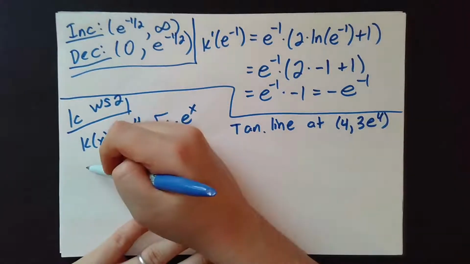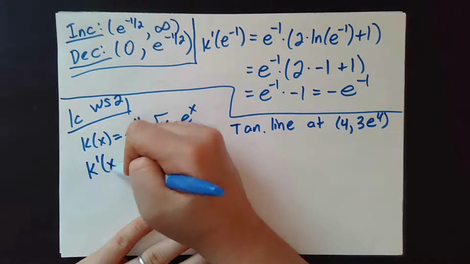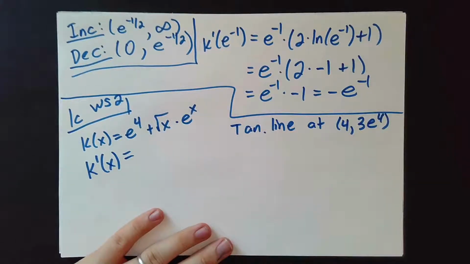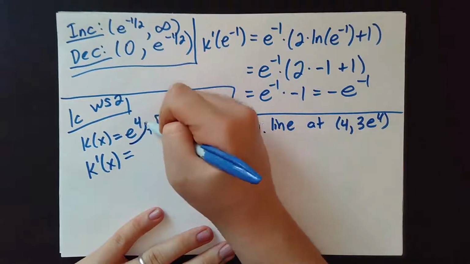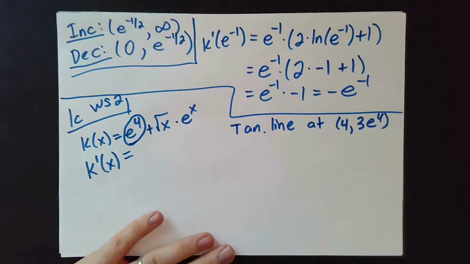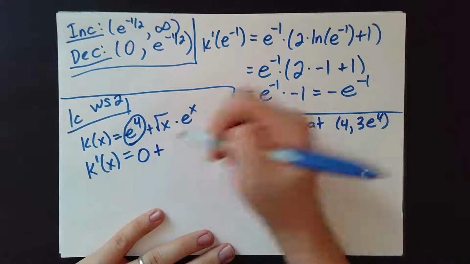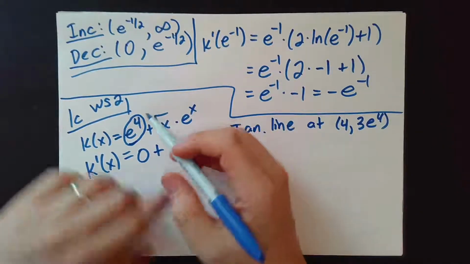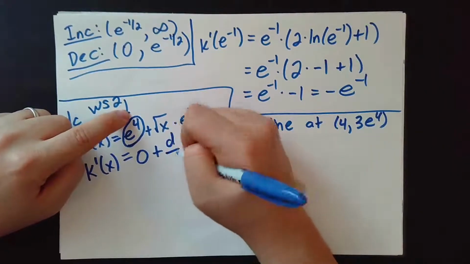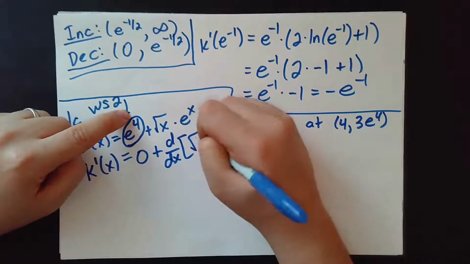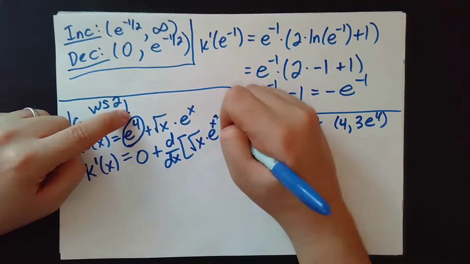Okay, so let's first find the derivative. The first thing we need to notice right away is that e to the 4th is a constant, and so its derivative is 0. So when I take this derivative, that piece just drops off, and I end up really taking the derivative of the square root of x times e to the x.